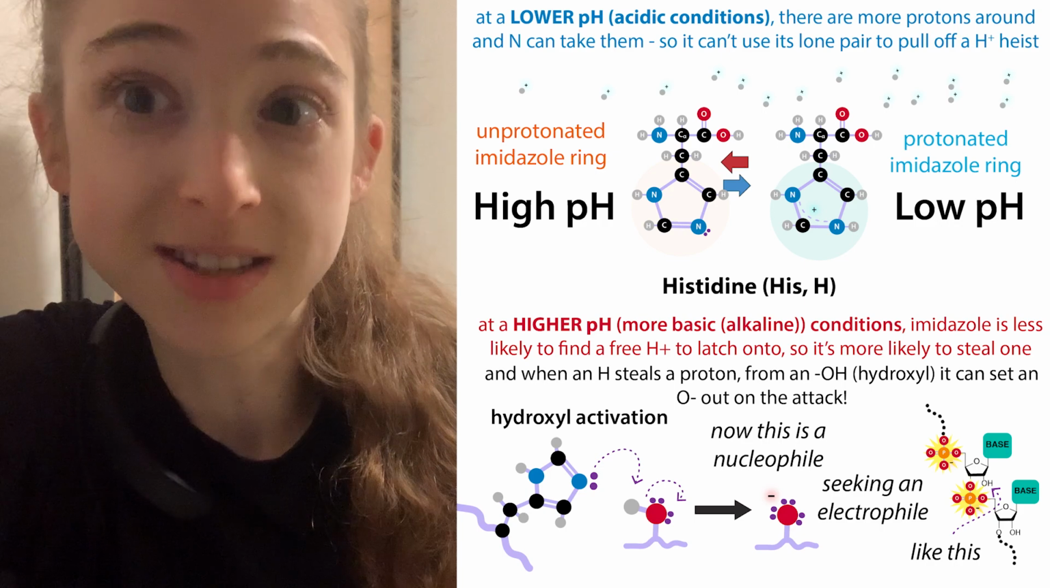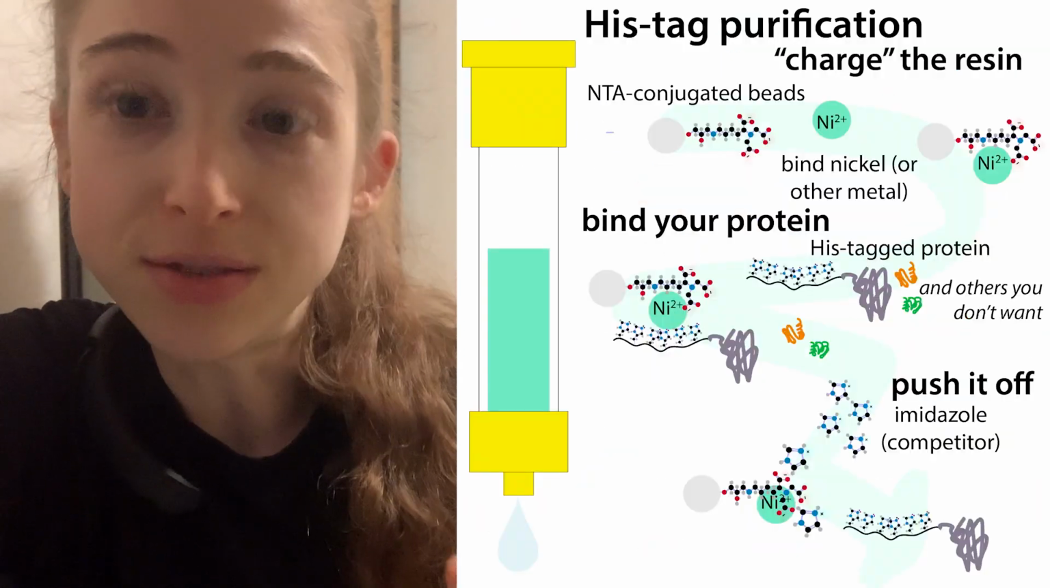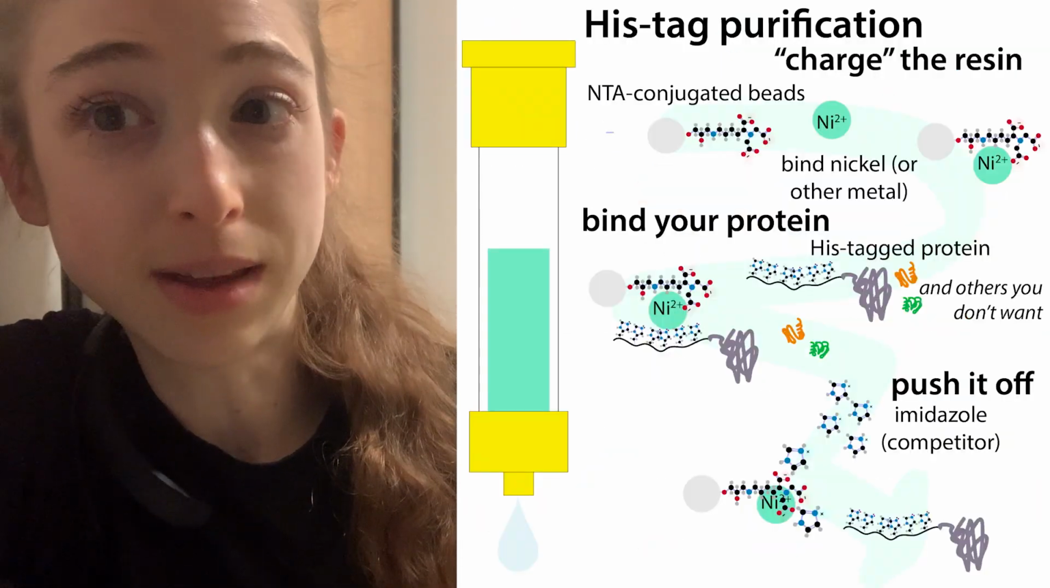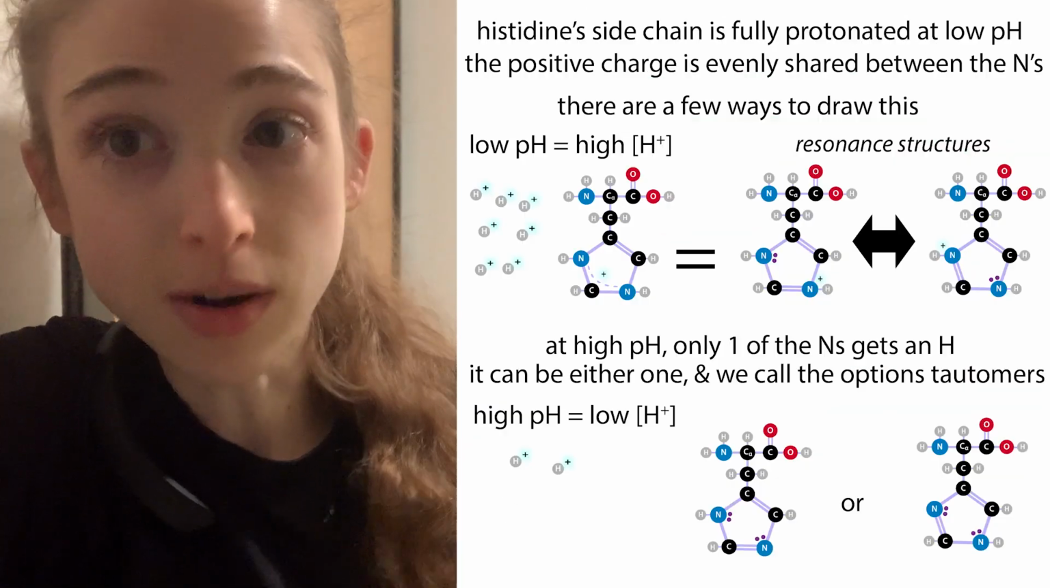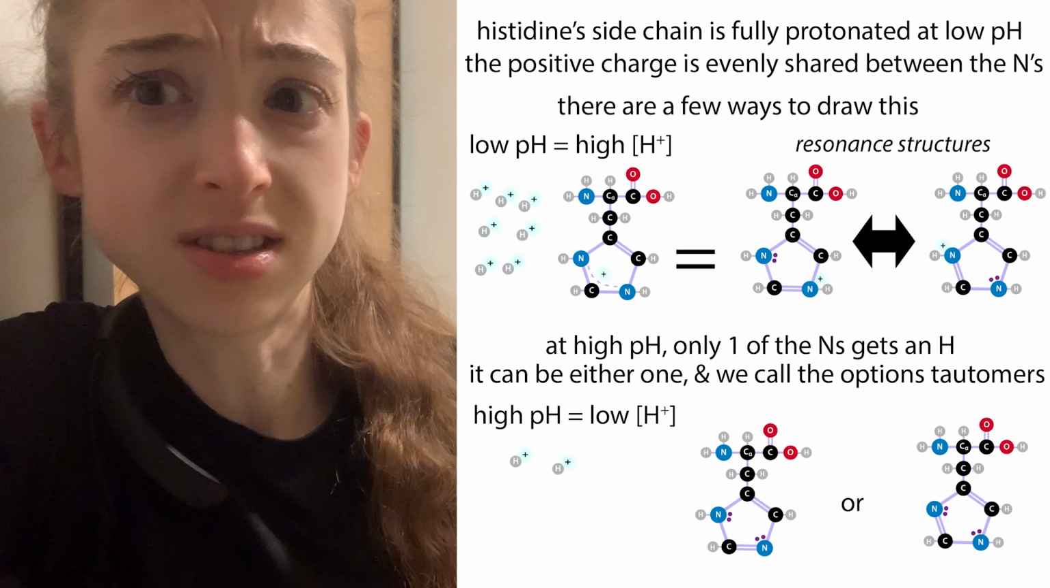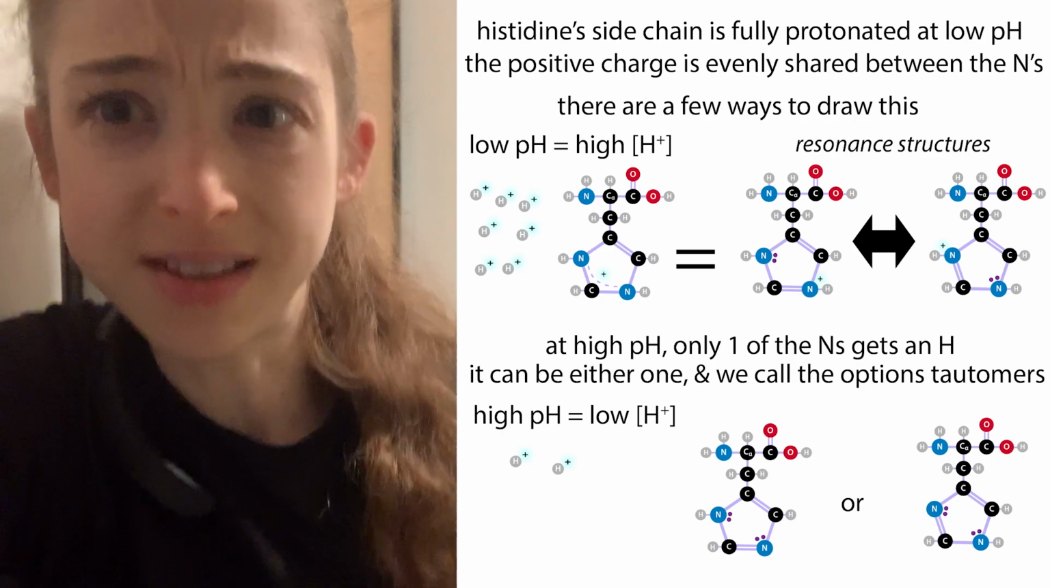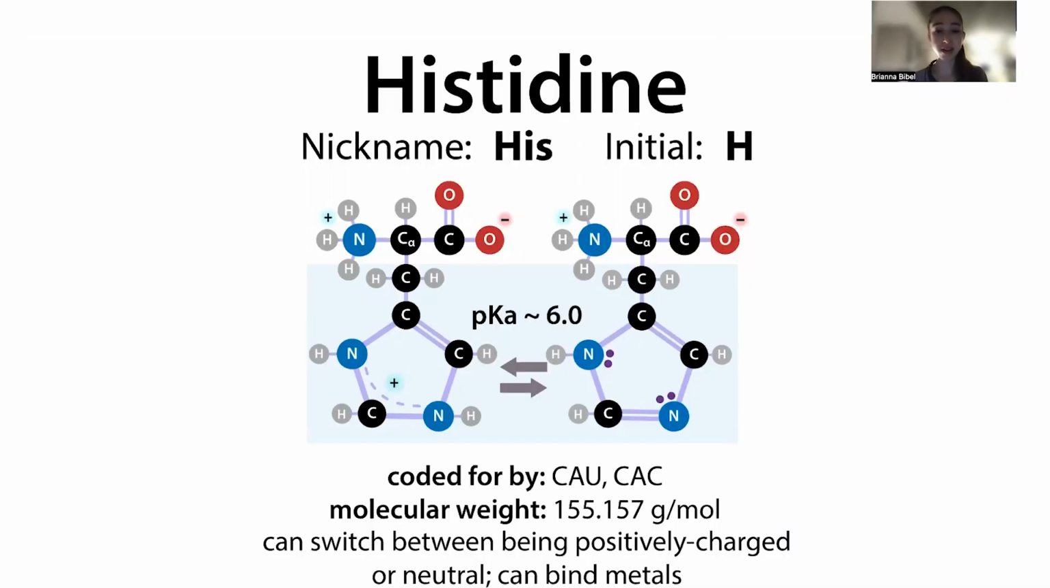speed up reactions. In its neutral form, it can also bind to metals, which makes it really useful for purifying proteins through using things like His-tag technology. So I want to talk more about histidine today, but first let's look at how we recognize it. Histidine is really versatile, and this versatility can be really useful, but it can also make histidine kind of hard to recognize because there are different ways that we can draw it.